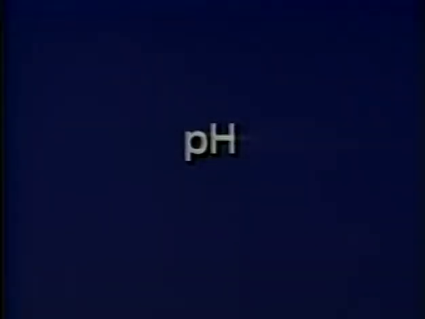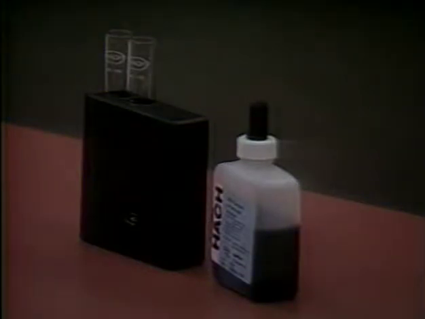pH. There are two methods to measure pH, by kit and by meter. As with dissolved oxygen determination, the kit method is less expensive and therefore more practical for pond owners. To test the pH using the test kit method, proceed as follows.